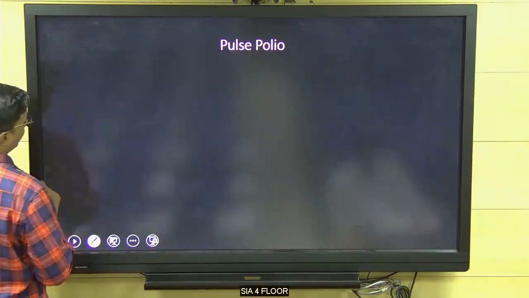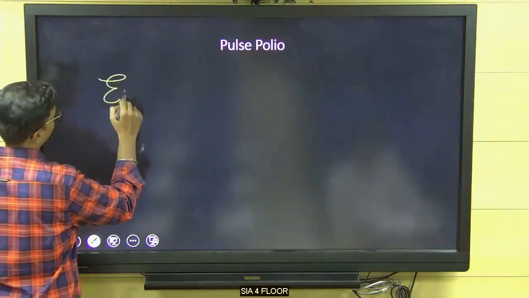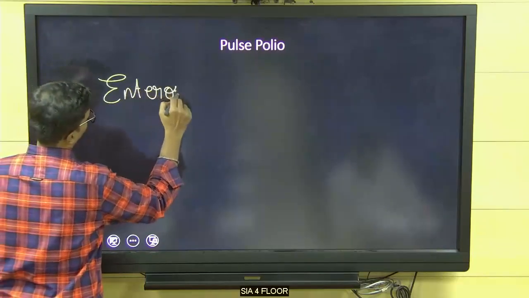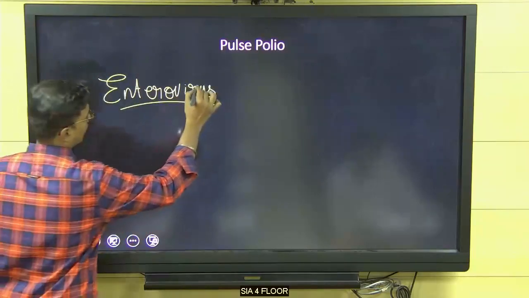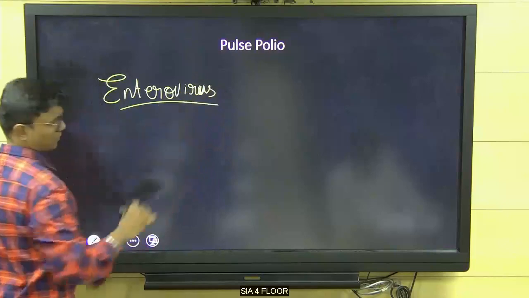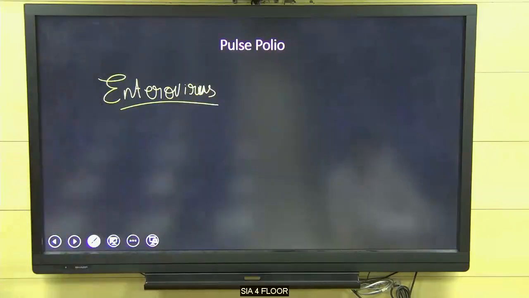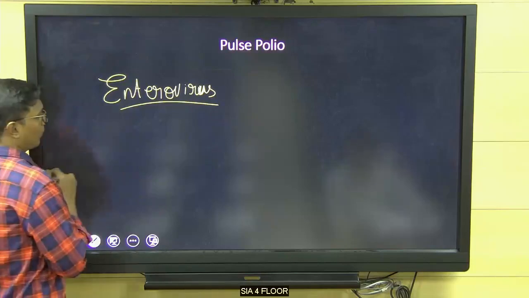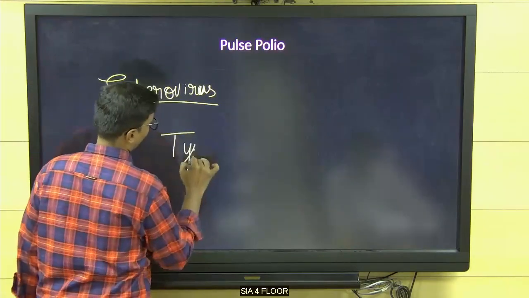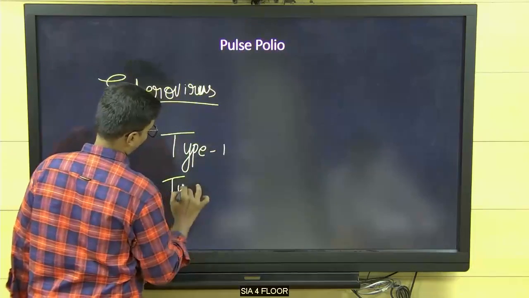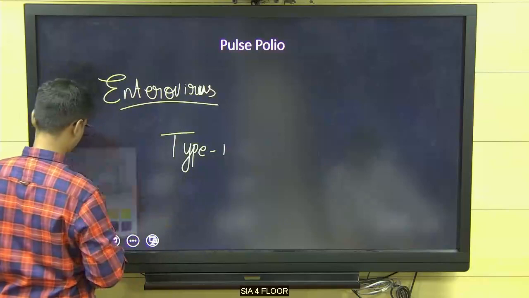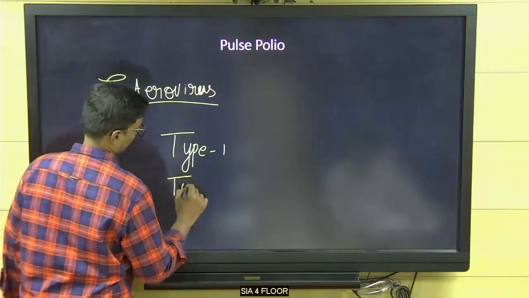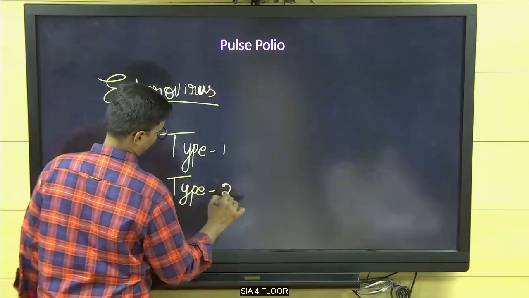And talking about polio, enterovirus. Enterovirus is the virus that causes polio, and this is not to be confused with acute flaccid myelitis. Acute flaccid myelitis is generally a viral disease. The virus is not detected or properly studied. Good. Enterovirus causes polio. There are three types of polio: type 1, and type 2, type 3.